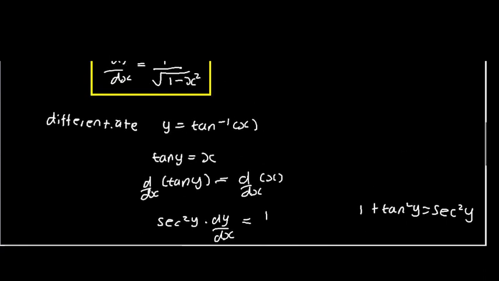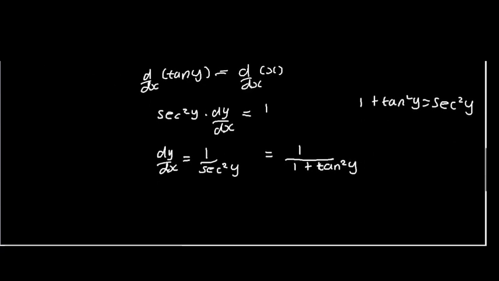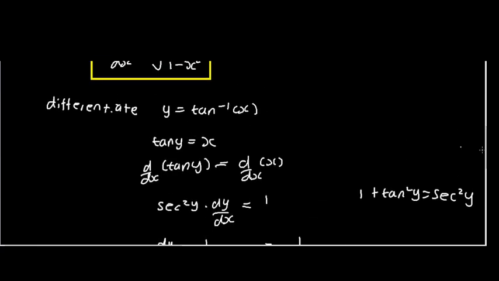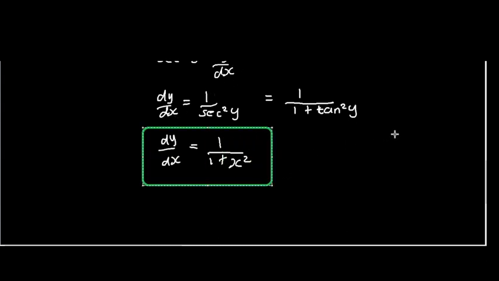Having that, remember we said here that tan y is equal to x. So we can substitute back for x, and then we shall have dy/dx being equal to 1 over 1 plus, now since tan y is equal to x in this equation here, we shall have 1 plus x squared. And so this is the derivative function for tan inverse x.